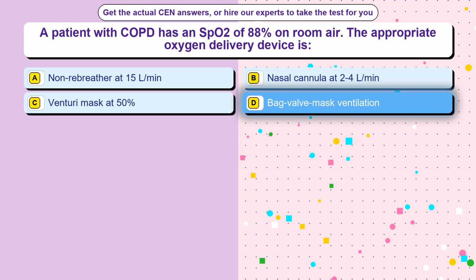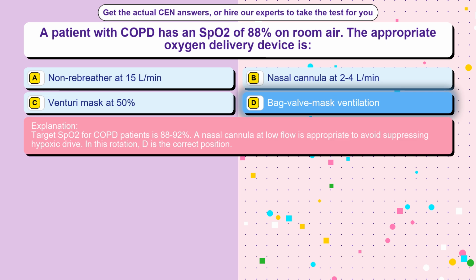The correct answer is option D, bag valve mask ventilation. Target SpO2 for COPD patients is 88 to 92%. A nasal cannula at low flow is appropriate to avoid suppressing hypoxic drive. In this rotation, D is the correct position.